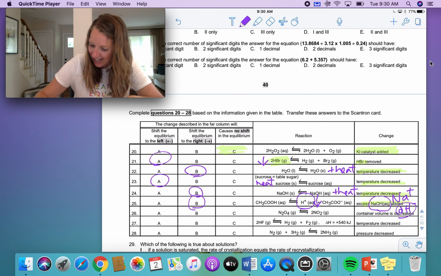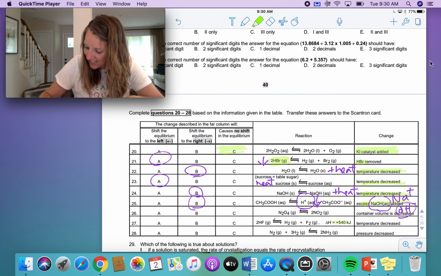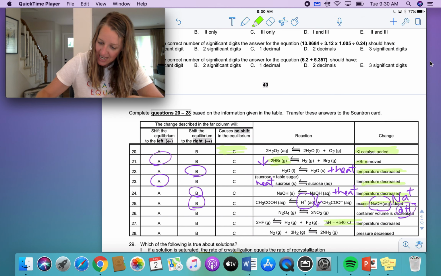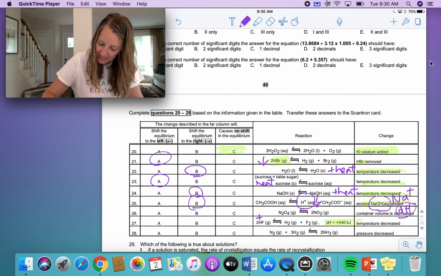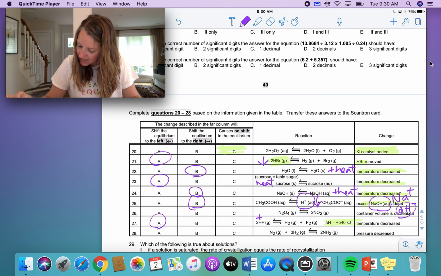We have a reflecting the enthalpy just as a positive value, and we learned from last unit that is an endothermic reaction. That means my heat is on this side right here. So if I decrease it, it's going to shift to the left. Did I forget one? I did.